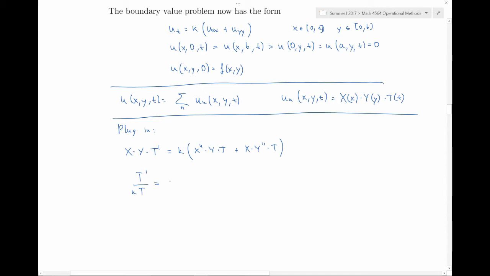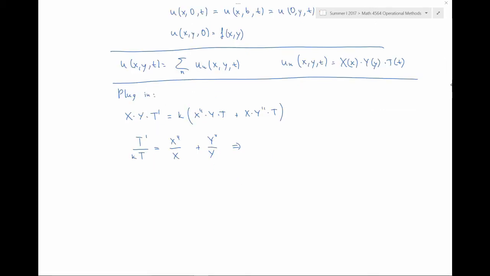equals x double prime over x plus y double prime over y. First, let's try to extract x of x from this equation. We can rewrite it as t prime over kappa t minus y double prime over y should be equal x double prime over x. And just as before, we arrived at the conclusion that these two sides of the equation must be constant, because one side of the equation depends on t and y, and another side depends on x. That's only possible if both of them are constant.